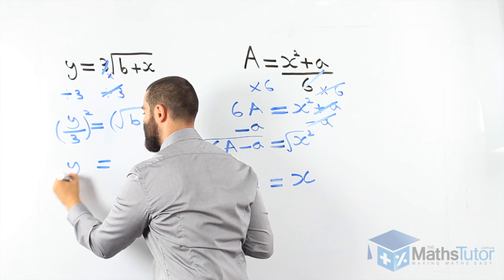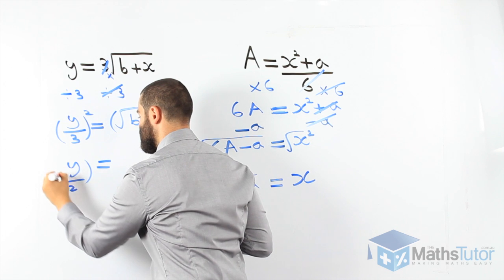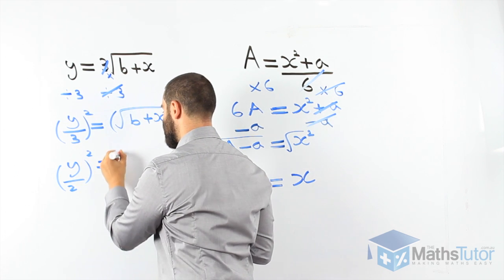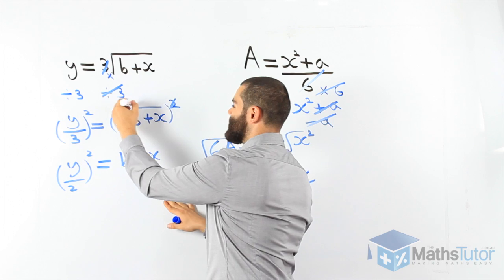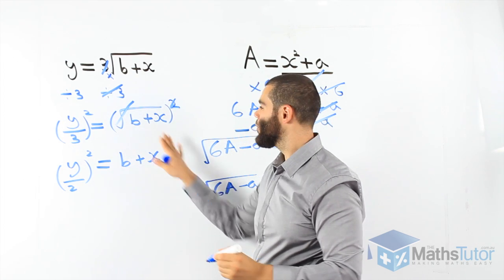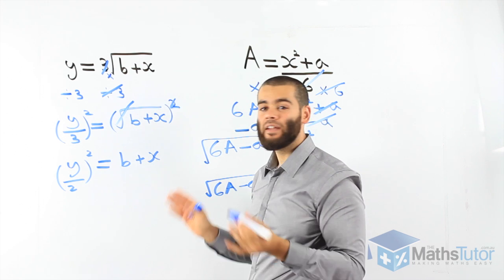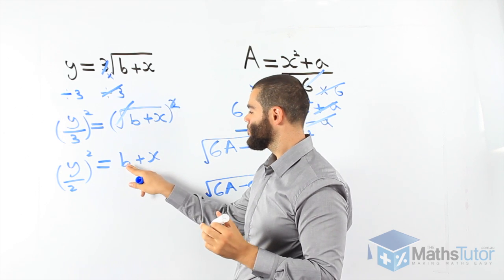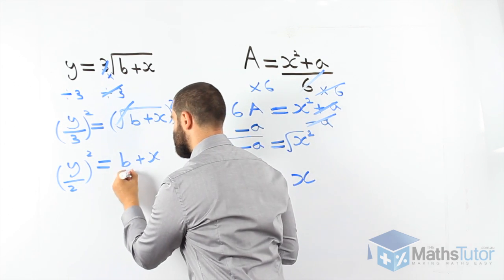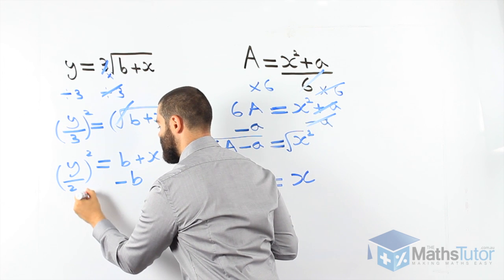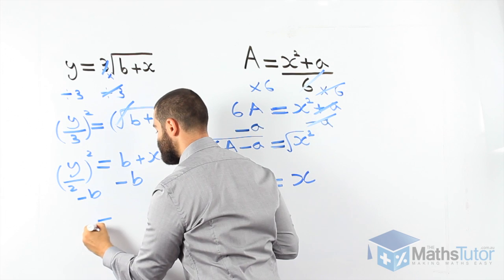We have y over 2 squared, and here we're left with b plus x. The square and the square root cancel each other out. We're left with b plus x on this side. Now what's left? The easy part. Plus b becomes minus b. Minus b and minus b on this side too.